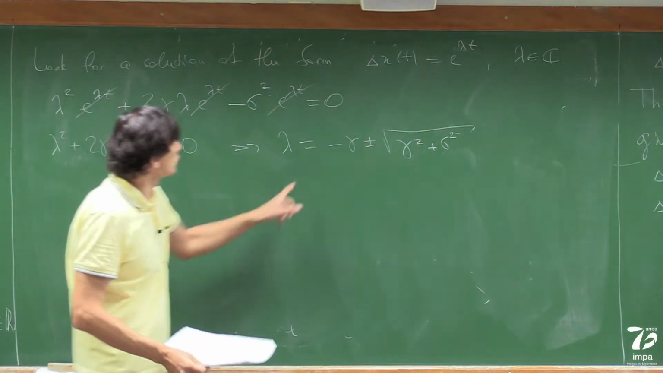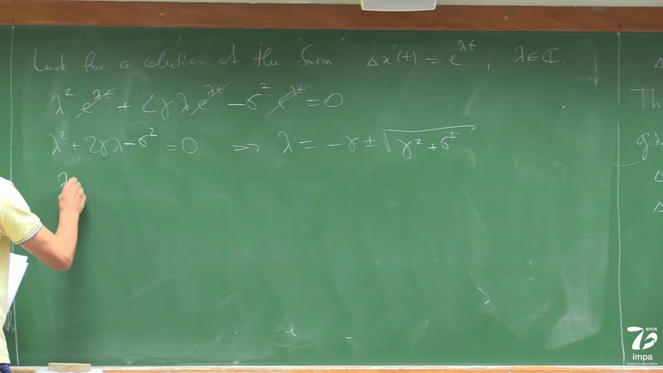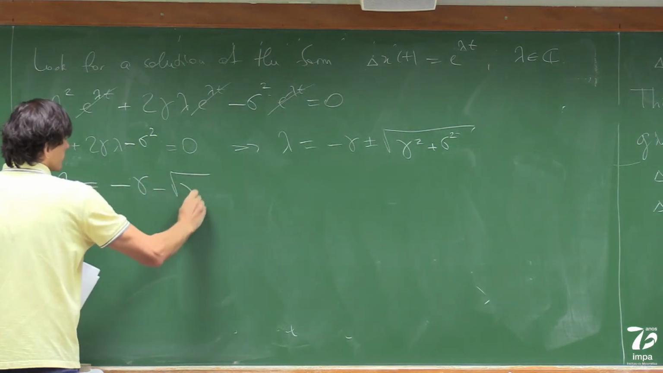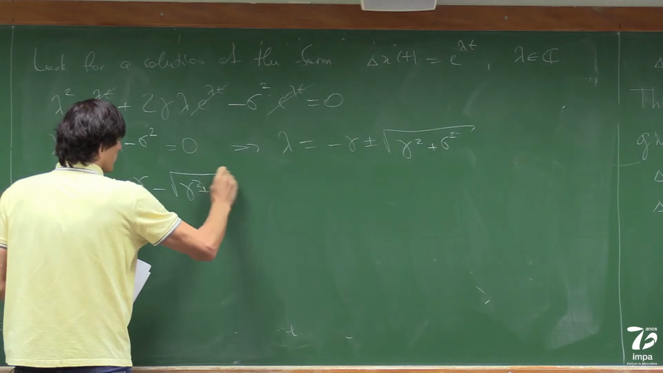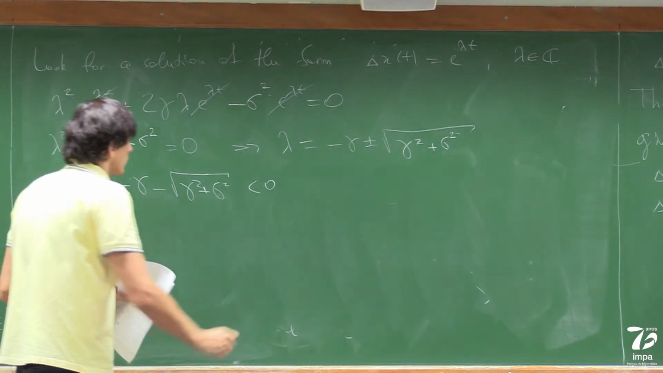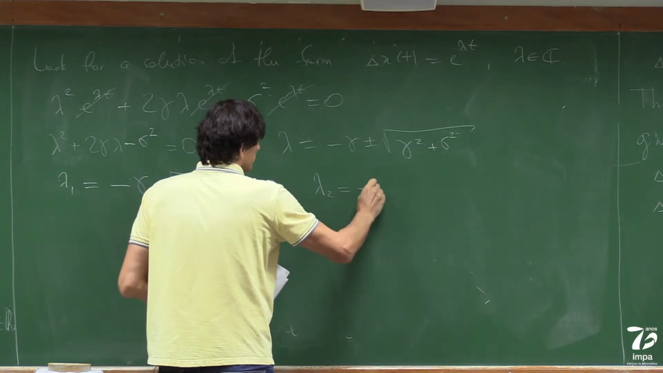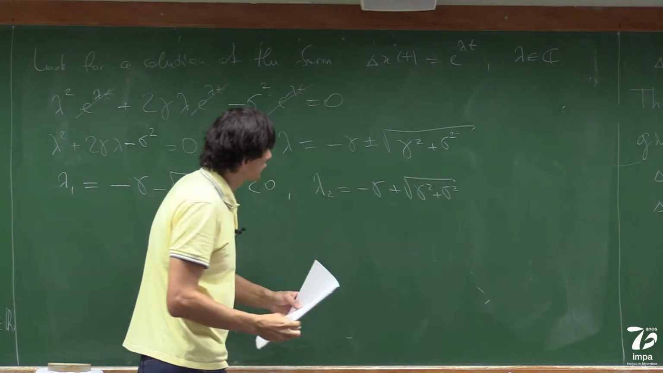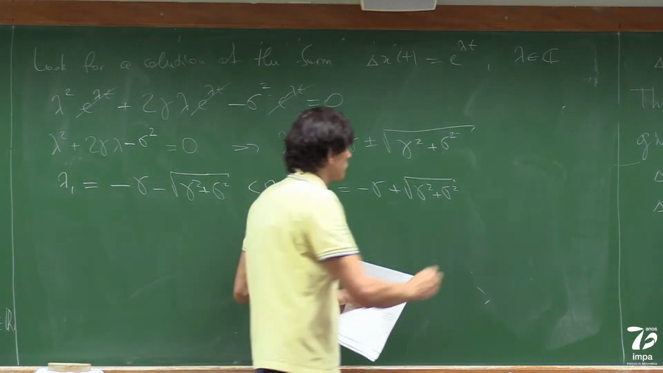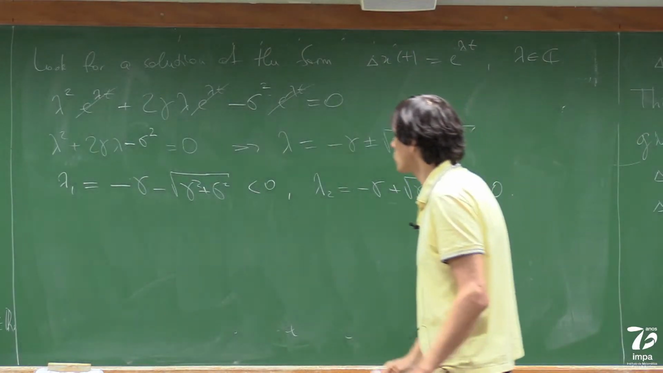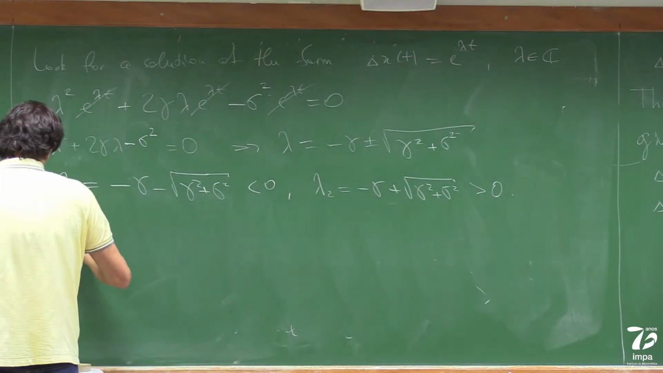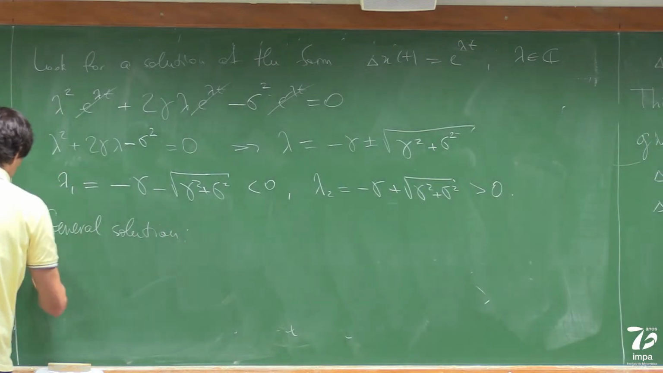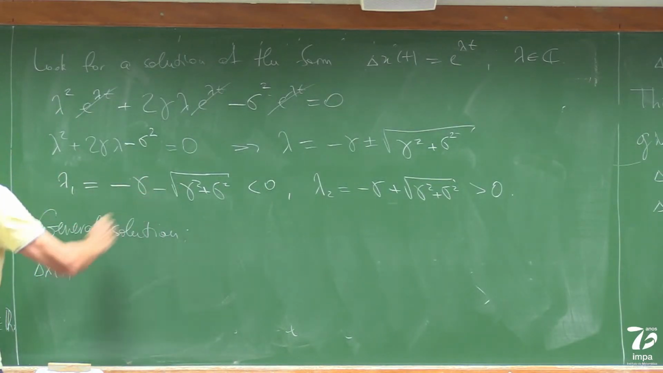And this gives you two different lambdas. There will be one lambda with a minus, which is negative, and another lambda with a plus. You can see that this is bigger, so it's positive. And the general solution is delta x of t, a linear combination of the two.